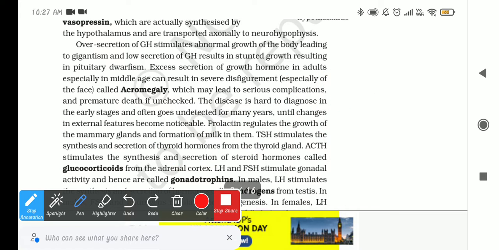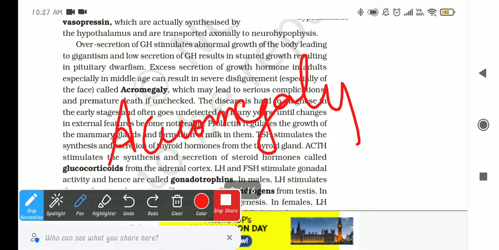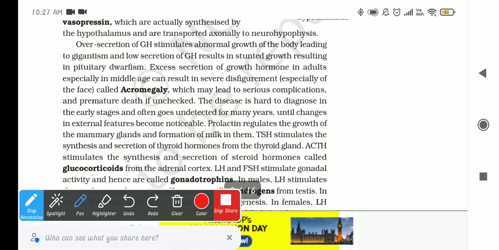pituitary dwarfism. And excess secretion of growth hormone in adults, especially in middle age, can result in disfigurement, especially of the face. This is called acromegaly. It is a serious complication, and if it is not checked, it can lead to premature death.